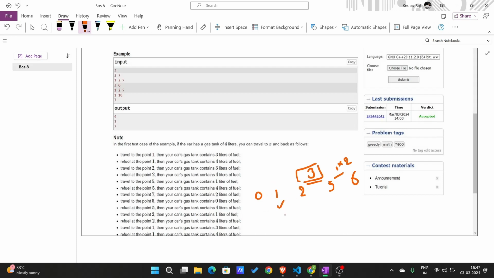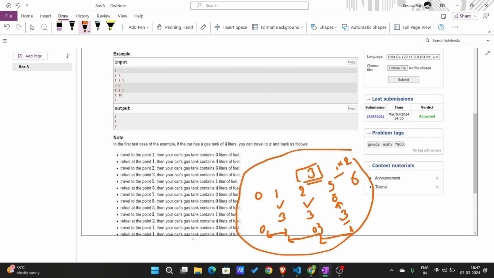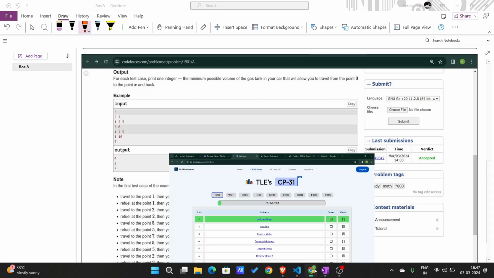0 to 1, 1 liter traveled. 1 to 2, 1 liter traveled, again I have 3 liters of petrol here. 2 to 5, 3 liters used, I have 0, but I have reached 5, so I will refill and have 3 again. 5 to 6 and 6 to 5, total required is 2, I have 3, again we will refill. Now 5 to 2, I reach with 0, but again I will refill to 3, again I reach here with 2, refill to 3, and I will easily reach 0. So this is the approach and the intuition of this question. Now we can go to the solution.